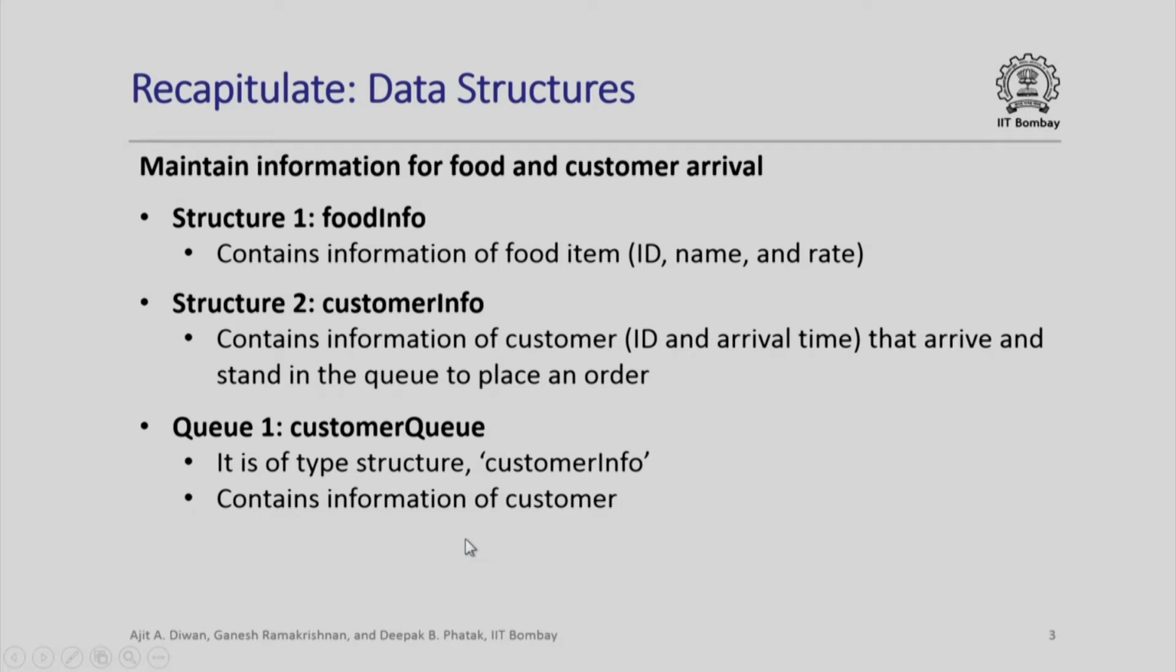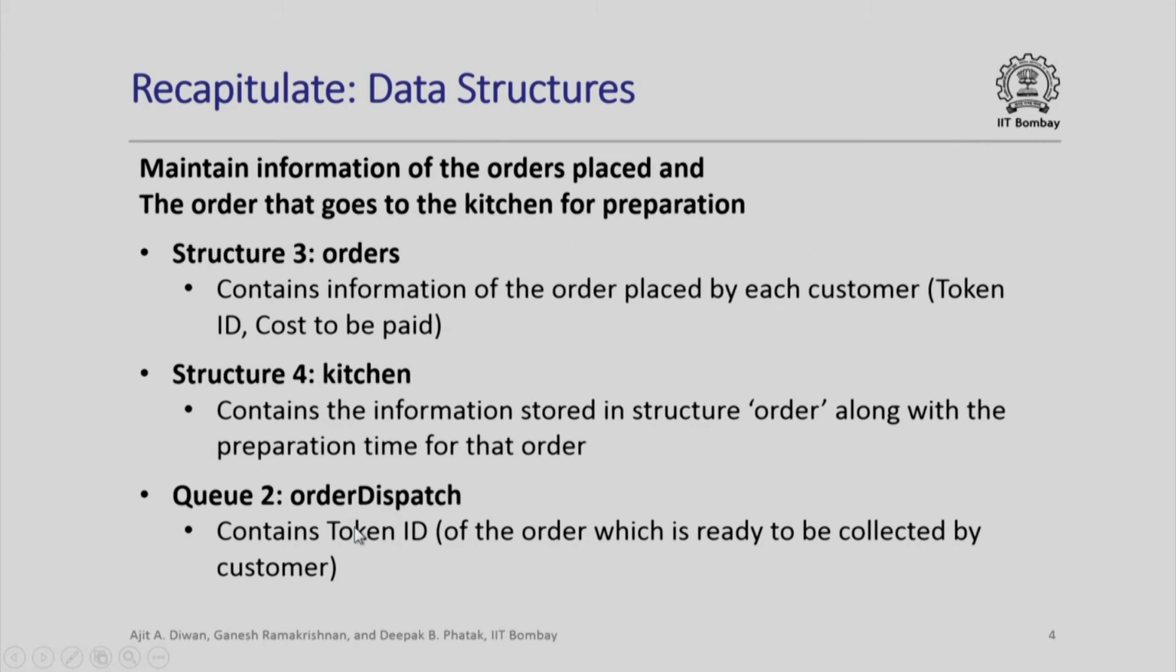Let us recapitulate the various data structures quickly. Maintaining information for food and customer arrival was in structures called food info and customer info. Then there was a customer queue which contains information about the customer arrival, etc. Next, we were to maintain information about the orders placed and the order that goes to the kitchen for preparation. So, we had an orders structure which contains information of the order, that is token ID, cost to be paid, etc. Kitchen was the main structure which contains information stored in the structure order along with the preparation time for that order. Then there was an order dispatch queue which contains the token ID of the order which is ready to be collected by the customer.